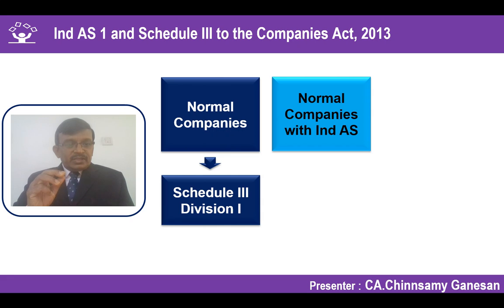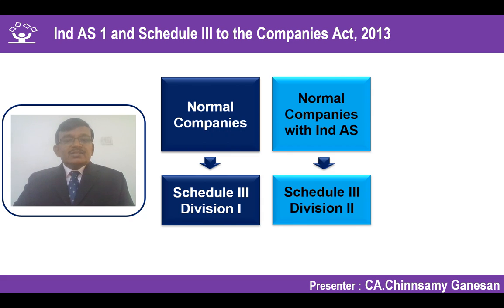When I am using the word normal companies, I am not considering industry-specific companies. For example, NBFCs I am not considering here. Normal companies to whom Ind AS is applicable are supposed to prepare as per Division 2 of Schedule 3. We will discuss the format of Division 2 in this presentation throughout, because Ind AS 1 is talking about presentation of financial statements and the format has been prescribed by Division 2 of Schedule 3.